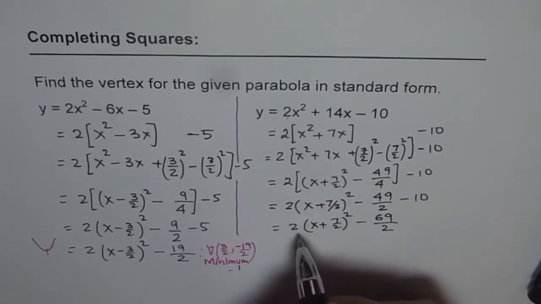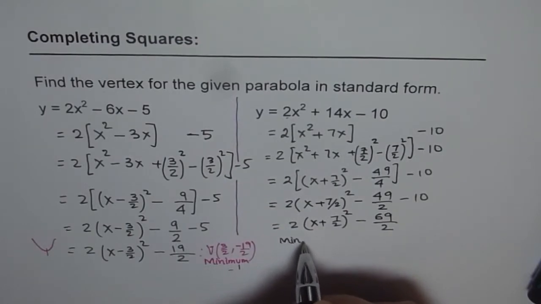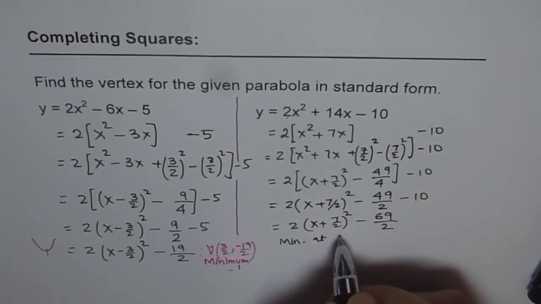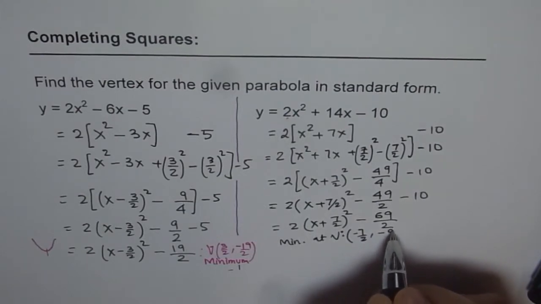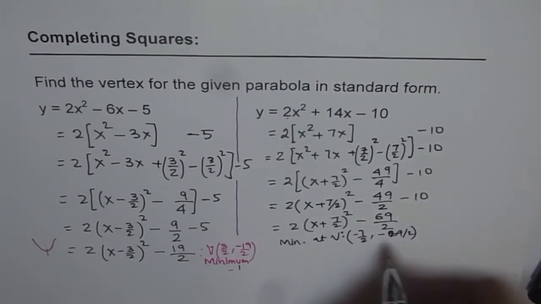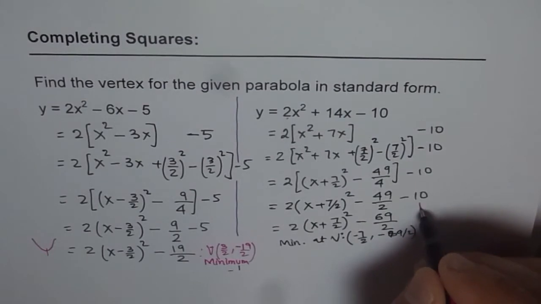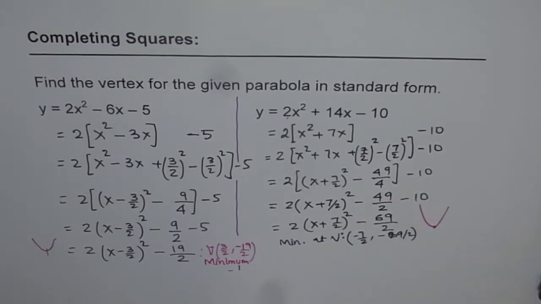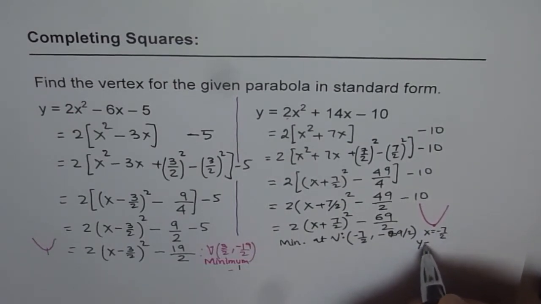And in this case, the coefficient is positive, so it opens upwards. So we have a minimum at the vertex. Let me say the vertex is minus 7 over 2, and this is minus 69 over 2. So minimum at the vertex, which is minus 7 over 2, minus 69 over 2. So it's kind of a parabola like this, where that is the vertex at x equals minus 7 over 2 and y equals minus 69 over 2.